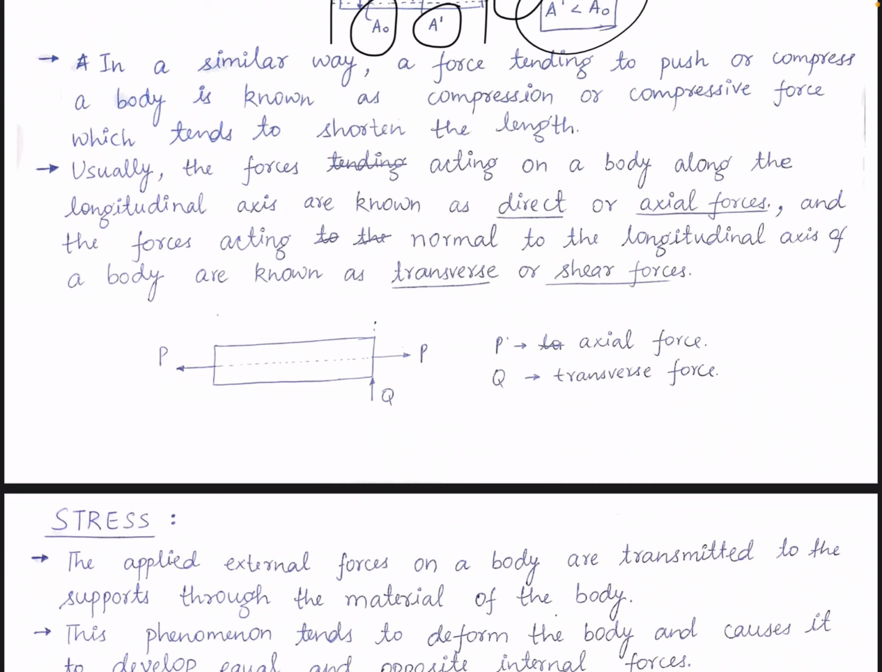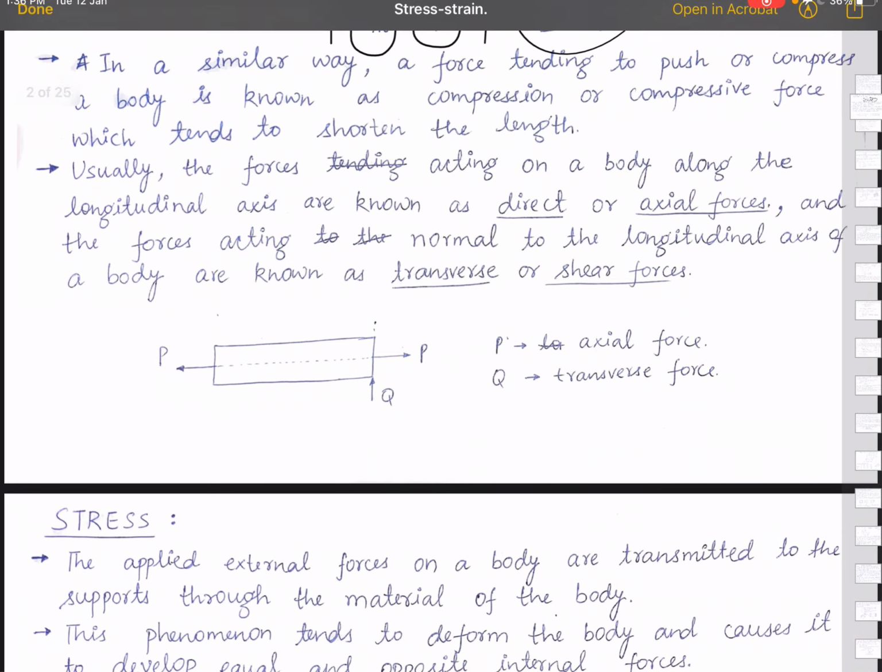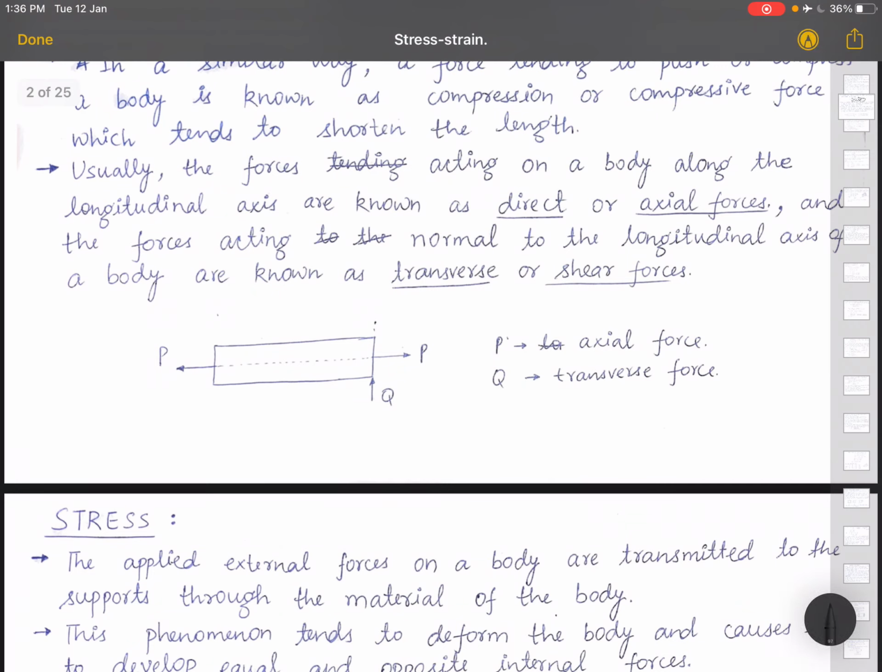Okay, if the direction of the load is along the length of that member, then it will be termed as axial force, and the force acting normal to the longitudinal axis of the body is known as transverse or shear. So let us see. Here you can see this force is along this axis. This is the longitudinal axis, so this is axial.